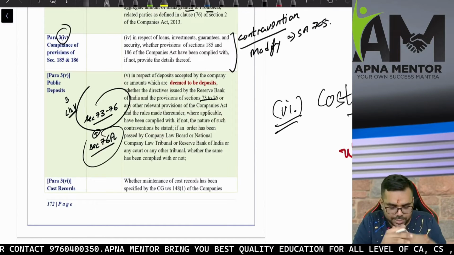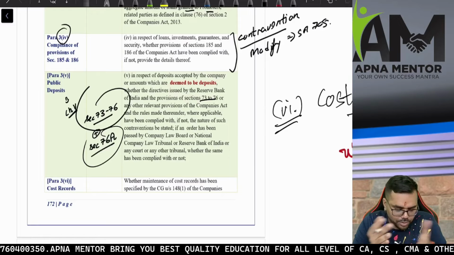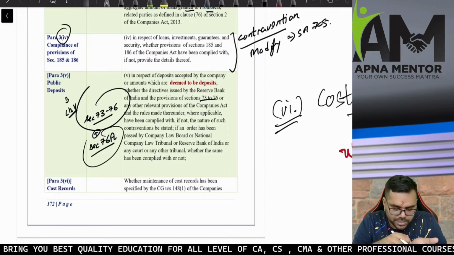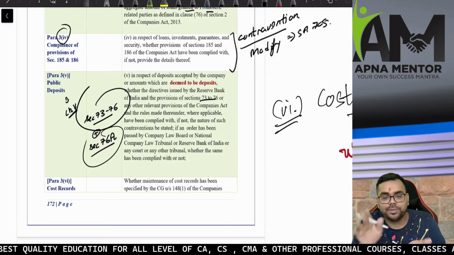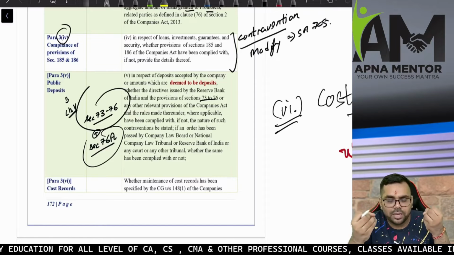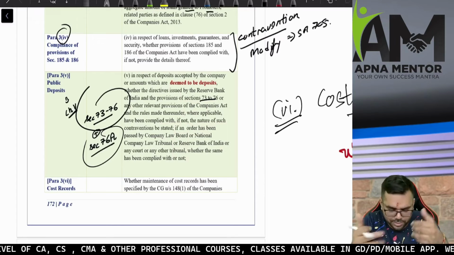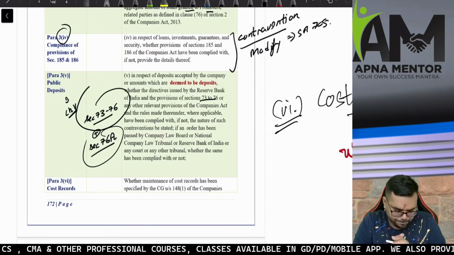So as the auditor, I need to report, if the company has taken public deposits or deemed public deposits, whether the provisions of Sections 73 to 76 and 76A are being complied with, and whether all the RBI circulars, NCLT circulars and NCLT orders are being complied with. That's it.